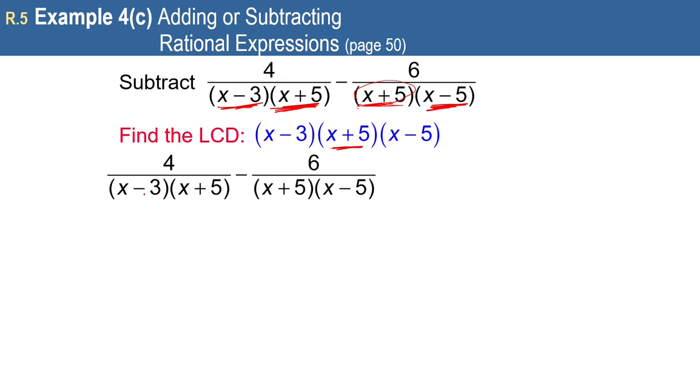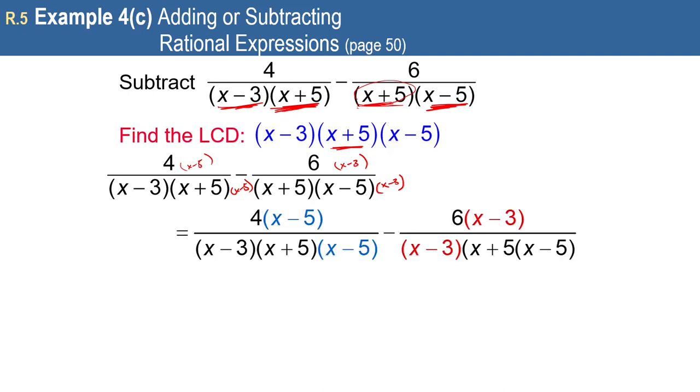Now, we need to figure out what's missing on the left side here. We're missing an x minus 5, so we'll need to multiply this by x minus 5 on the top and on the bottom. On the right, we're missing an x minus 3, so we'll multiply that on the top and on the bottom.